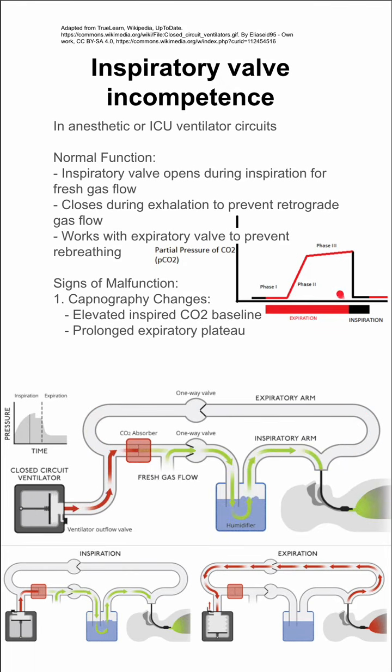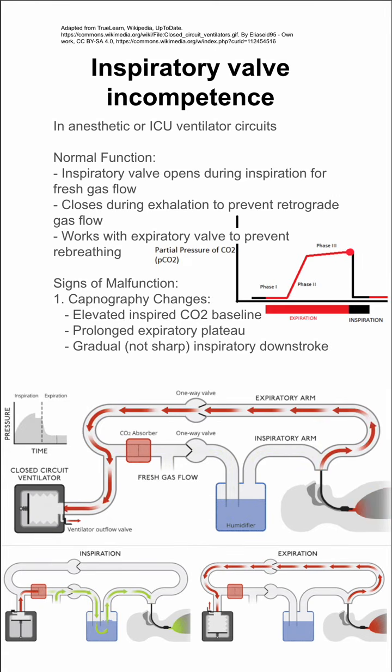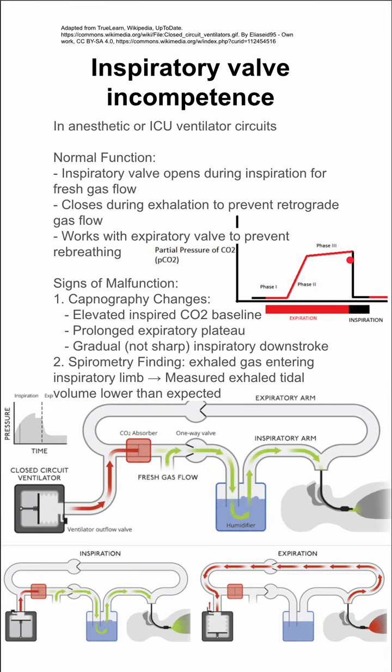You'll have a prolonged expiratory plateau. This is your expiratory plateau here, and it'll be longer than usual, and you'll have a gradual rather than a sharp inspiratory downstroke. This inspiratory downstroke is the black line here, and it would be more gradual going downwards instead of that sharp angle here. There are also some spirometry findings. If you have exhaled gas entering the expiratory limb, your measured exhaled tidal volume would be lower than expected.